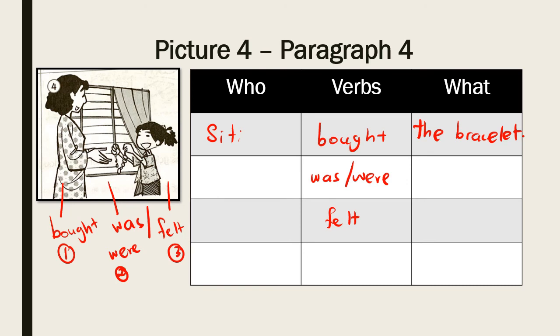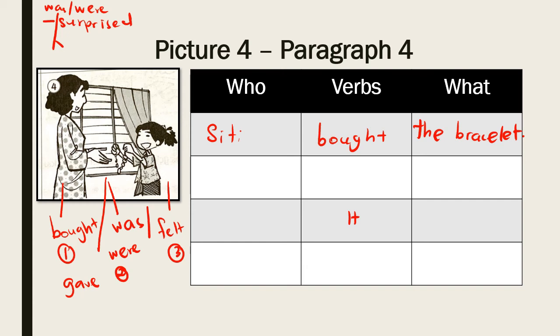bracelet. And then as you know, the words already given from the beginning include surprise, kan. Surprise before ni kena put was ataupun were. Oh sorry, you can add another one. I'm sorry. Okay, give actually is number 2, was atau were is number 3, and felt is the last one, 4, sorry. So give is bagi, was atau were, and this one felt.